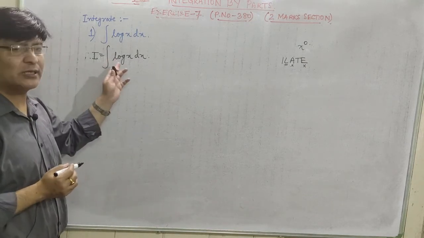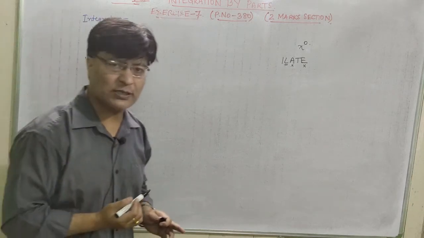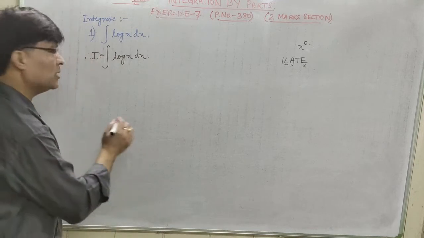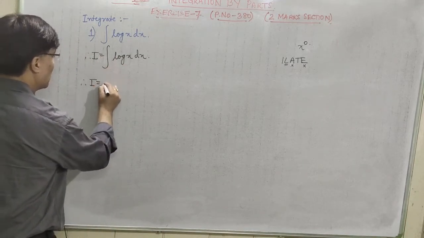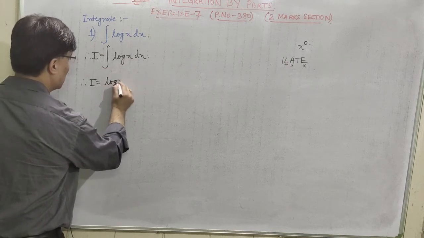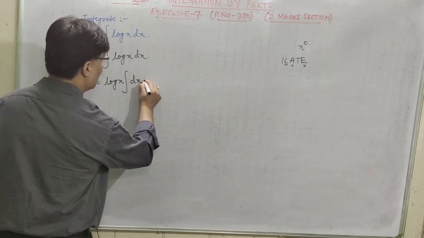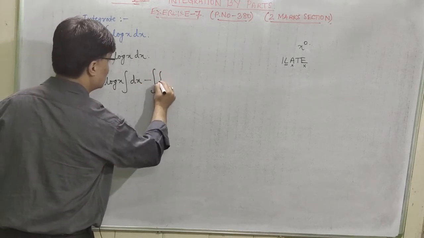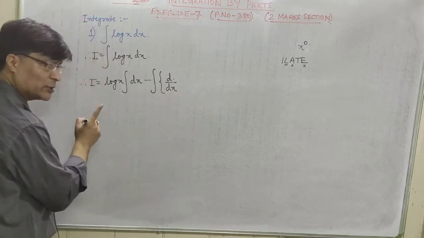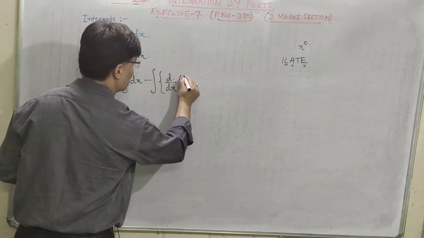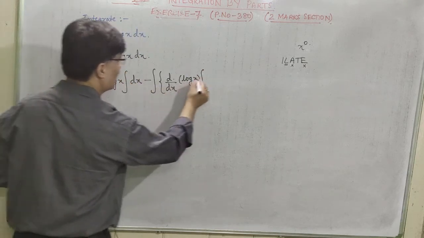So which is the first function in this case? Log x, the logarithmic function, is the first function. Now we can use integration by parts. Therefore I is equal to log x taken outside, log x integral, then what do we write? dx, minus integral of second bracket, take the differentiation of the first function with respect to x, that is d by dx of log x, integral, then what do we write?